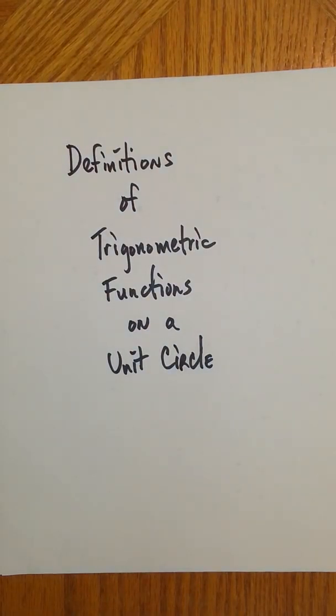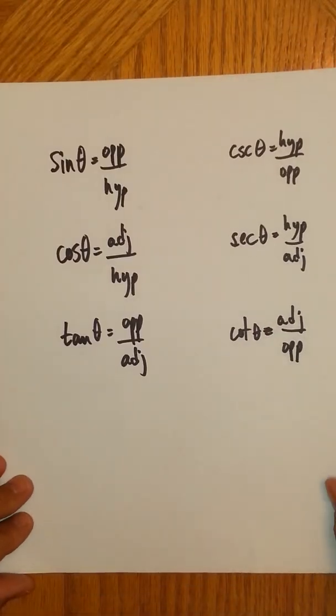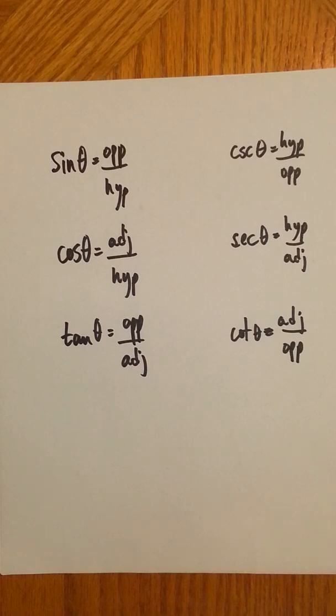Hello. In this video we're going to look at the definitions of the trigonometric functions on a unit circle. So, what you were used to, or introduced to probably, are these definitions for sine, cosine, tangent, cosecant, secant, and cotangent in terms of opposite, hypotenuse, and adjacent.